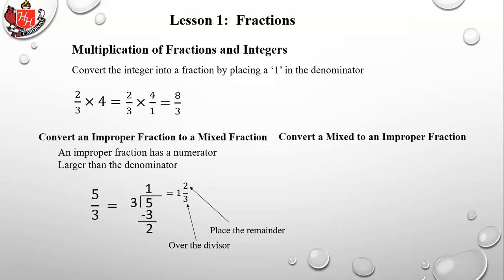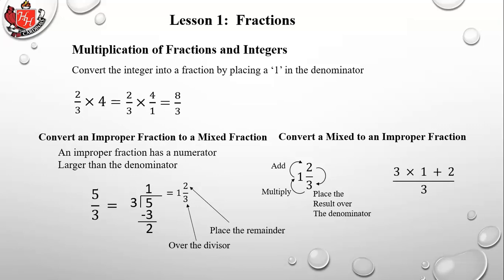Okay, how about this? Convert a mixed to an improper fraction. So let's take 1 and 2/3. How do you convert that? What you do is you multiply the denominator times the whole number that's out in front, 3 times 1 in this case. You add the number on top, the numerator, and then you place it all over 3. So you kind of go around in a loop like that. So it's 3 times 1 plus 2 over 3. And that would give you 5/3.